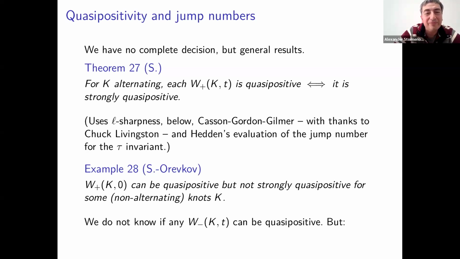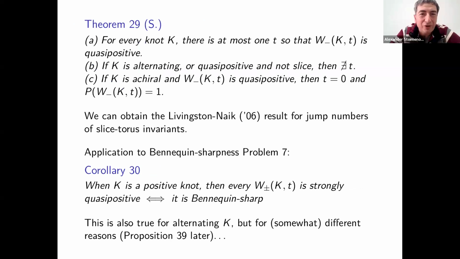And I immediately warn that we found some examples with Stepanov and Rudolph that in general, positive-clasped Whitehead doubles can be quasi-positive, but not strongly so. So when K is non-alternating, it is not necessarily equivalent. So this is a non-trivial problem. What happens with W minus, we mostly suspect that none of this is quasi-positive. We do not know this completely, but we know most of it.